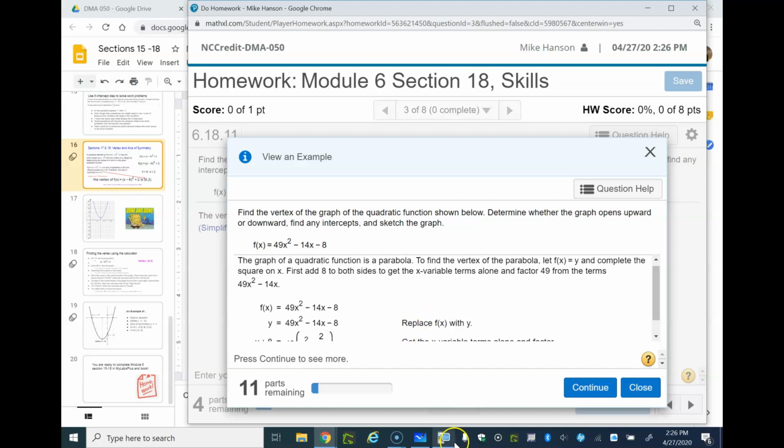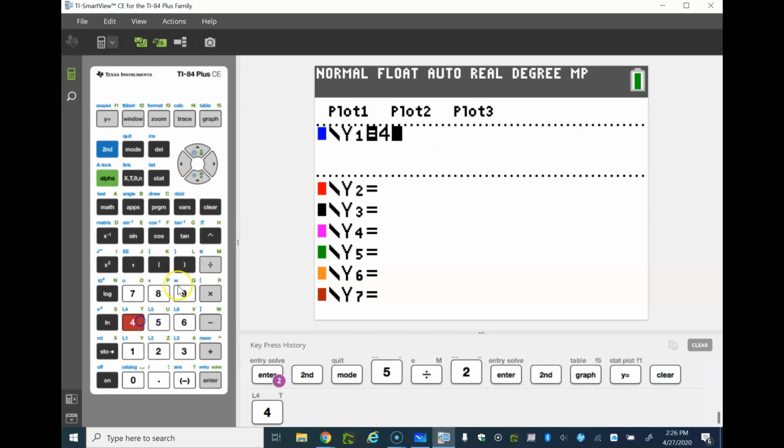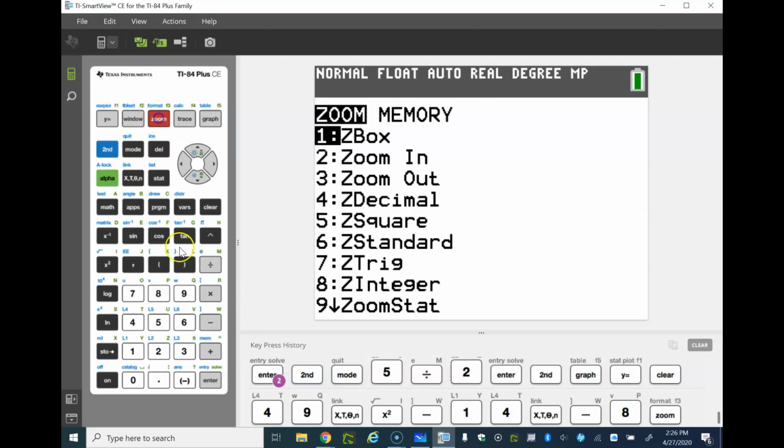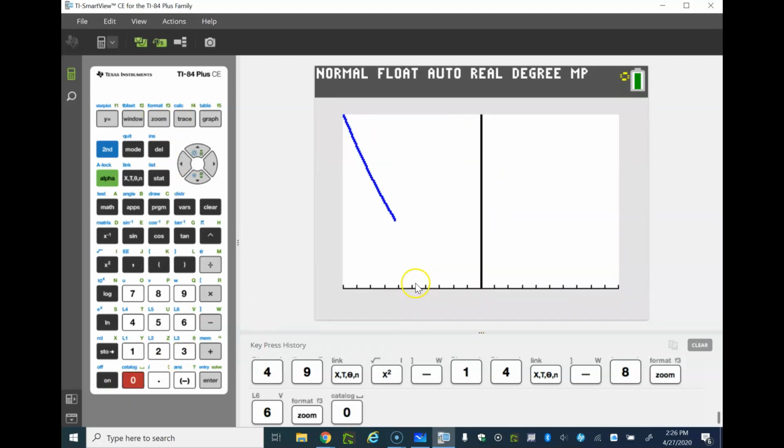and we're going to go to our calculator, hit y equals, and we're going to do 49x squared minus 14x minus 8. So if I hit zoom 6, I'm thinking these numbers are probably too big for zoom 6 for the standard graph. Or actually, it did show up pretty decently. But if you just hit zoom 0 just to kind of see what it looks like, you can probably see a better shape of what the graph looks like.